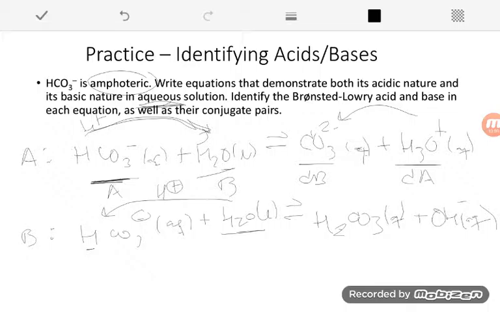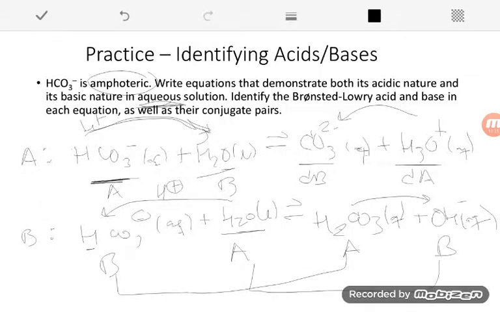So in this case, water donated, so it was my acid. HCO3- accepted, so it's my base. Over here, it must have gone the other way. H2CO3 would have to donate, so it's my acid, and over here, OH- is going to be my base. So once again, I have my conjugate pairs. So anytime you're asked to write an equation showing something's acidic or basic nature, you just react it with water, and then think about either donating or accepting that hydrogen ion.